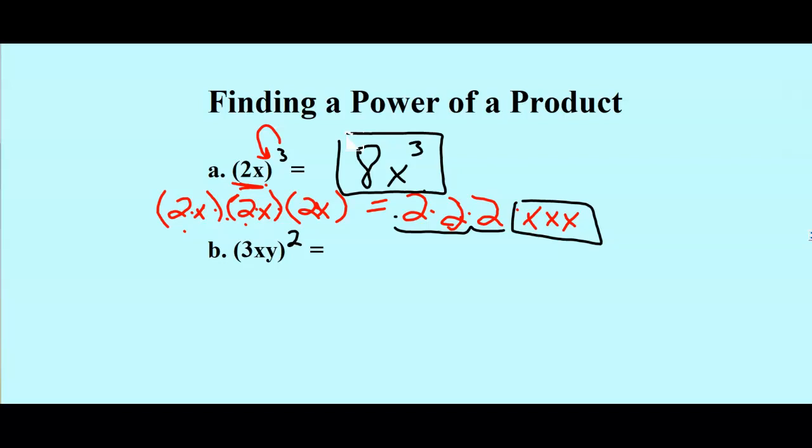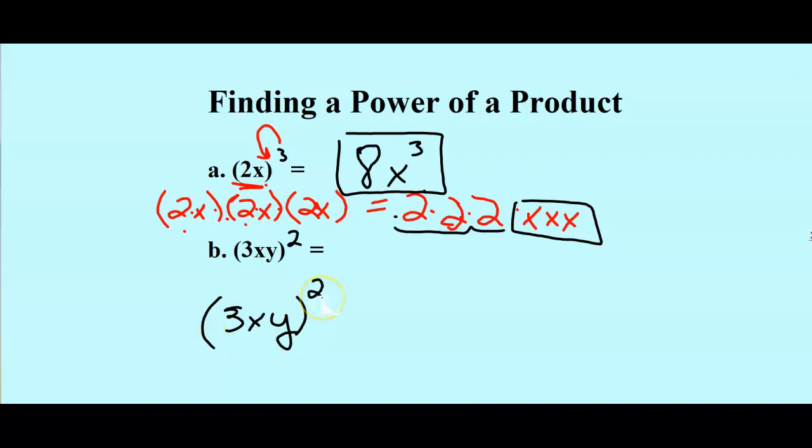So what does this rule say? This rule says, if you have a product, that exponent goes with all factors inside. Let's practice. In B, this time we're not going to expand it out. We're going to use the rule.